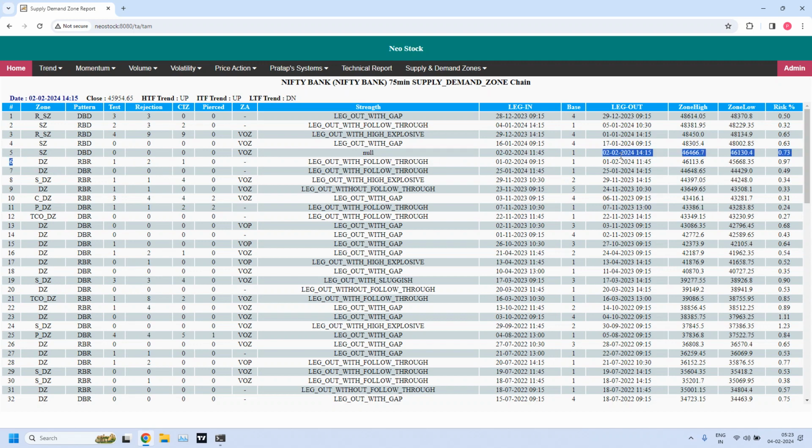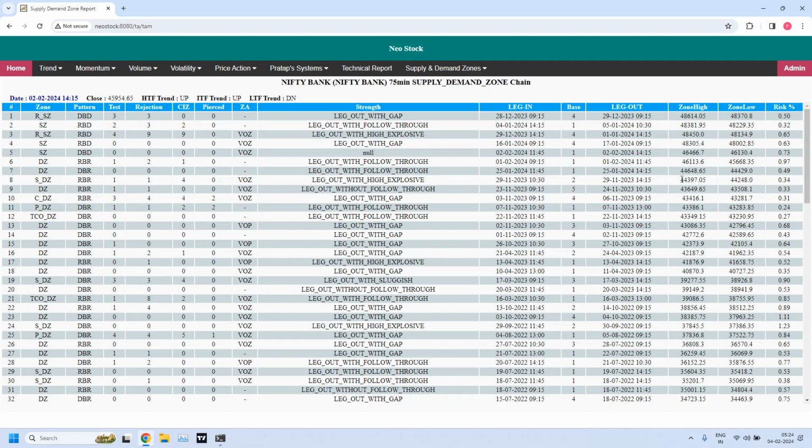Now, what is the immediately available demand zone? This is the one at 46,000. But it is already tested once and also had 2 rejections from this zone. This was created on 1st February 2024. But the high liquidity demand zone is also there in Bank Nifty.